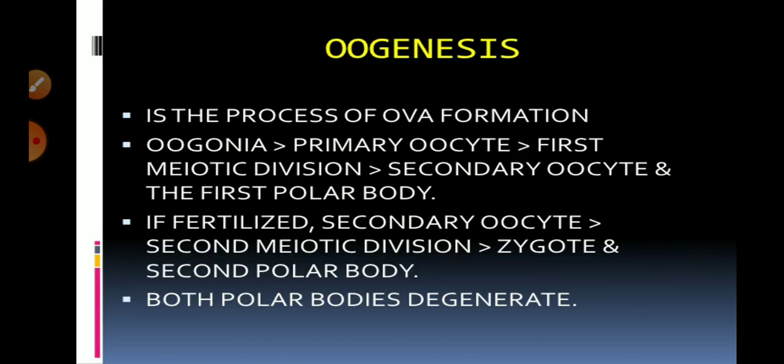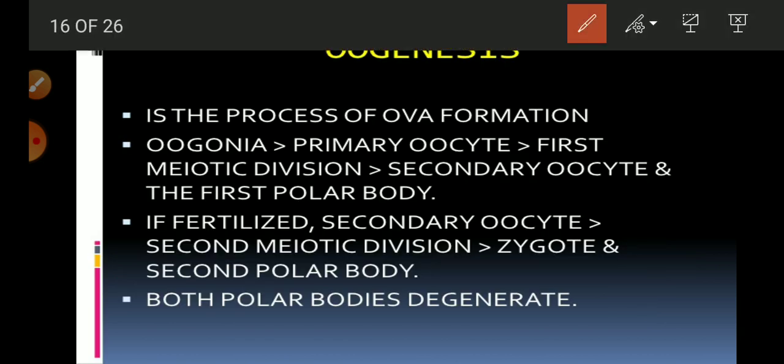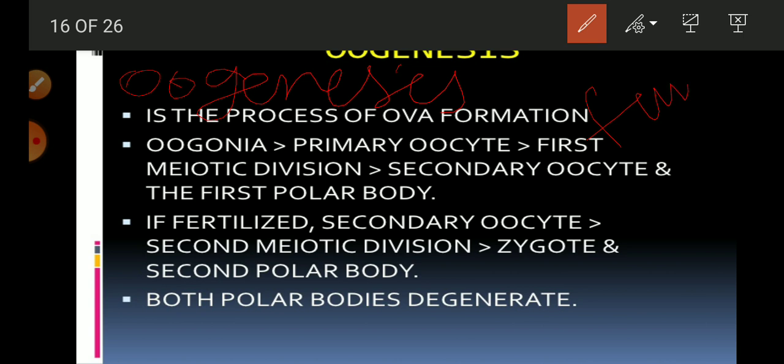The most important function of the female reproductive system is oogenesis, and secondary characters are also developed, because lots of hormones are released here. So this is the important function. It is the process of ovum formation. We know that it is done in the ovaries, so the ovaries perform this function.